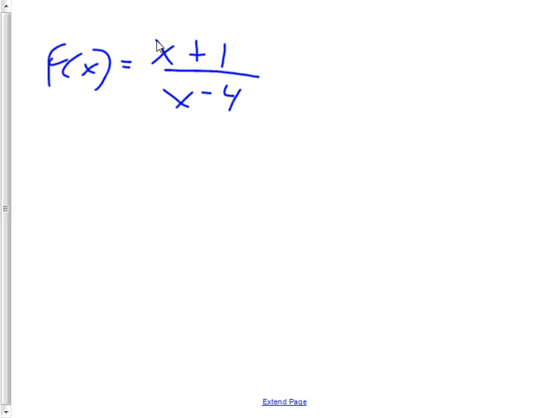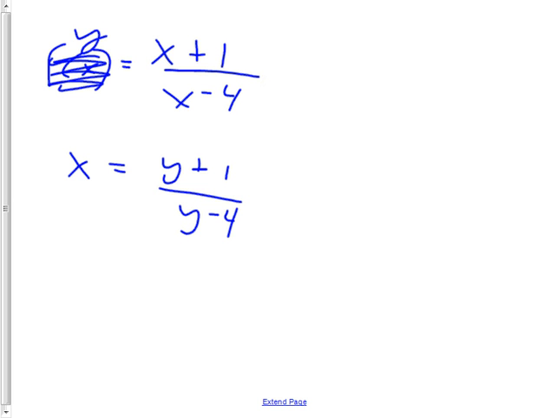All right, hopefully by now you've learned that you start by saying y equals, and then you flip-flop the x and the y. x equals y plus 1 over y minus 4. And a remarkably scary number of people can't solve that for y. Give it a shot. See if you're one of the people that can. Good question. For right now, just find the inverse, but eventually I will be asking the domain and range, so go ahead. You're done.